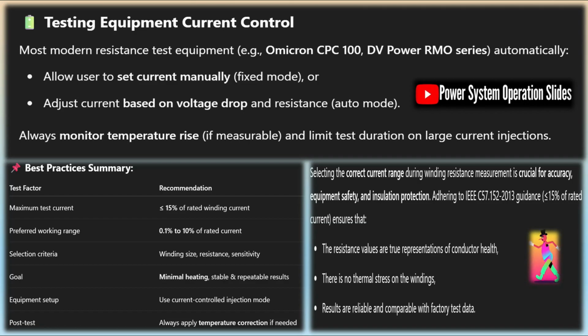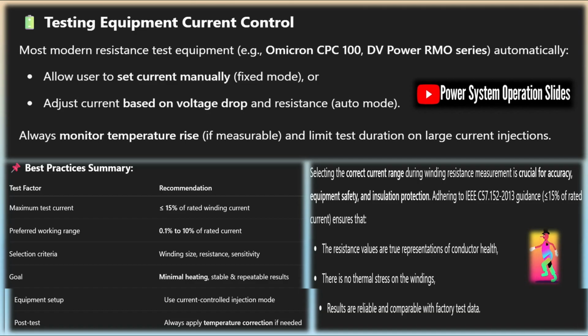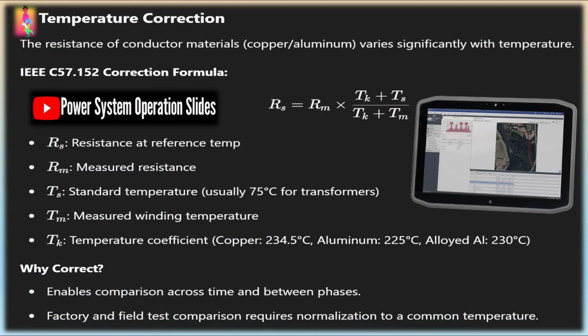General procedure for resistance testing: safety first, ensure complete de-energization and isolation. Disconnect HV, LV, N, and tertiary bushings. Disconnect neutral grounding, floating the neutral, but ground the transformer tank for safety. Clean and dry all terminals.